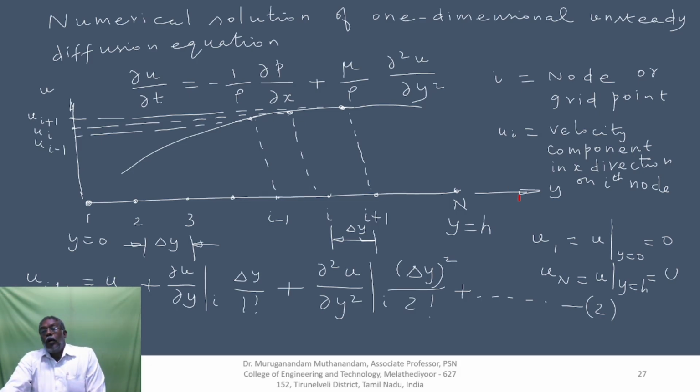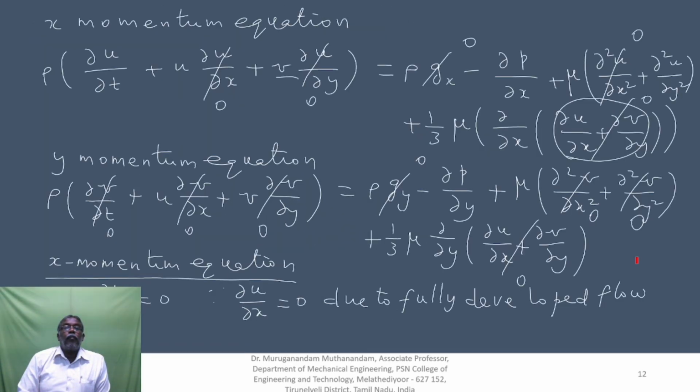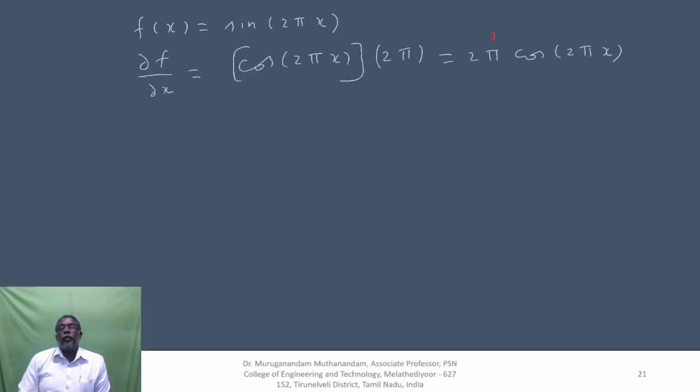So we have the boundary condition u is equal to 0 when y is equal to 0, since the bottom plate is stationary. What about u at the top plate? It is equal to uppercase U, 40 meter per second.